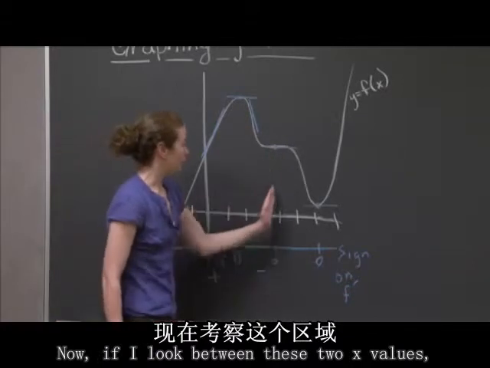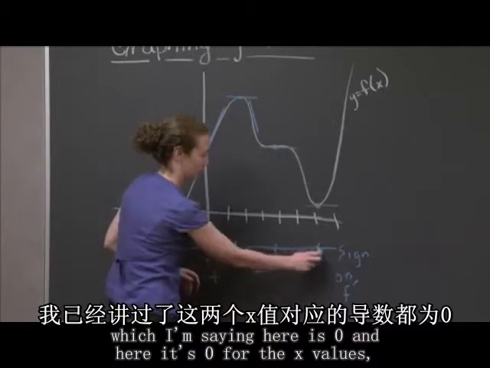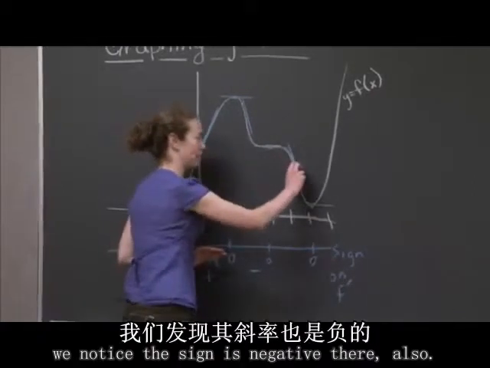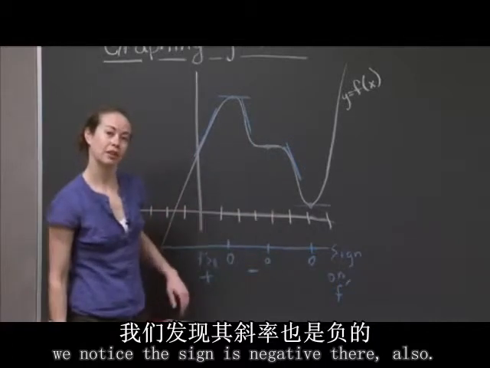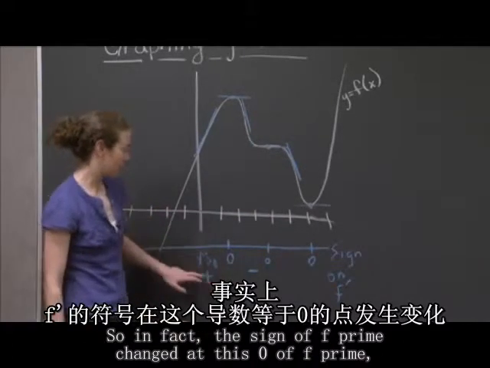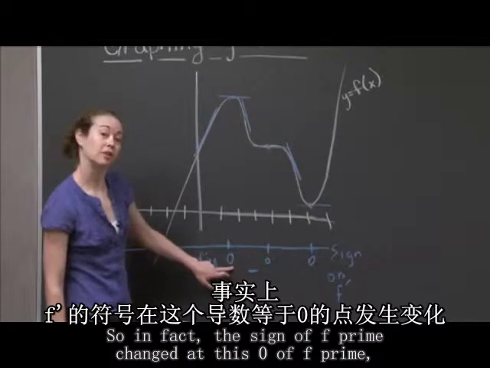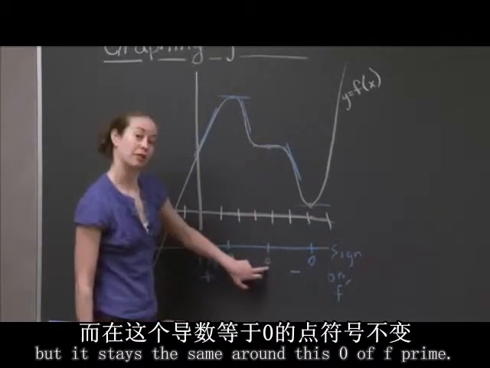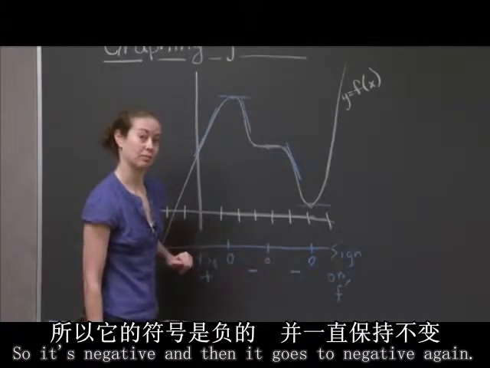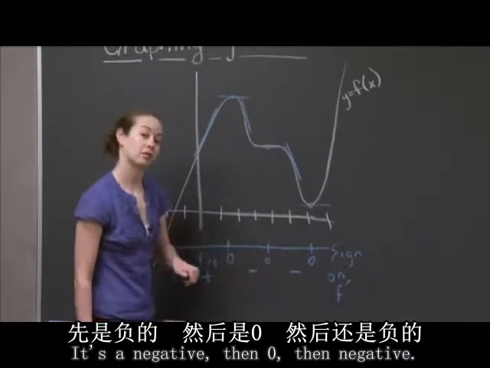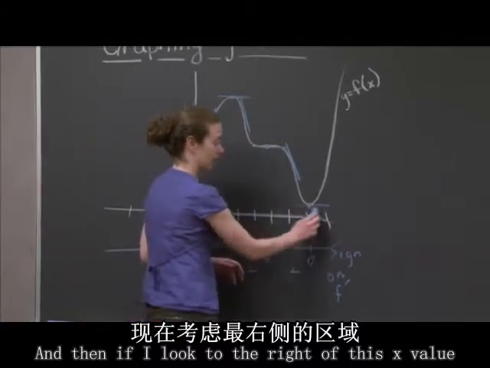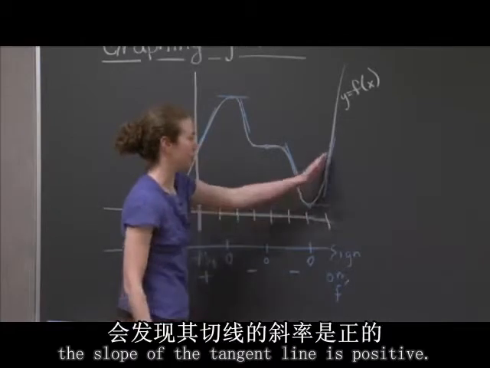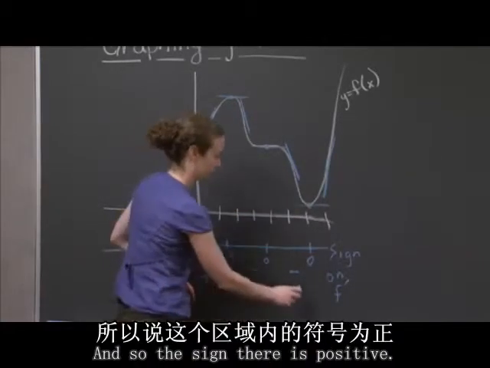Now if I look between these two x values, which I'm saying here it's 0 and here it's 0 for the x values, and I take a point, we notice the sign is negative there also. So in fact, the sign of f prime changed at this 0 of f prime, but it stays the same around this 0 of f prime. So it's negative, and then it goes to negative again. It's negative, then 0, then negative. And then if I look to the right of this x value, and I take a point, I see that the slope of the tangent line is positive. And so the sign there is positive.